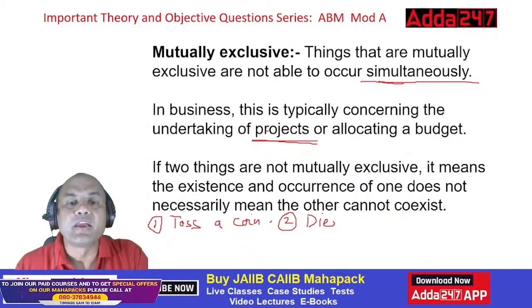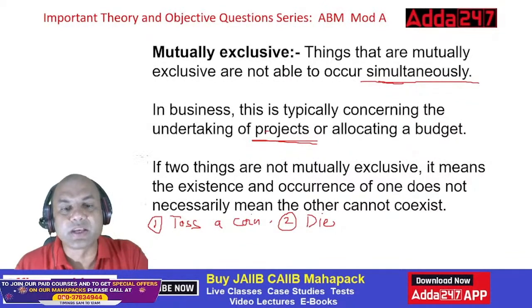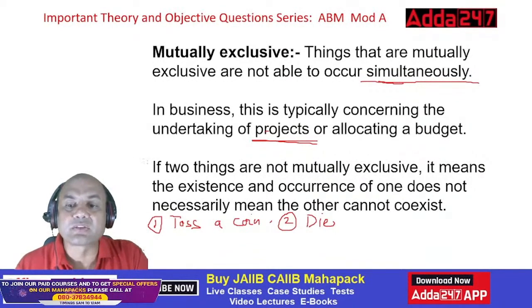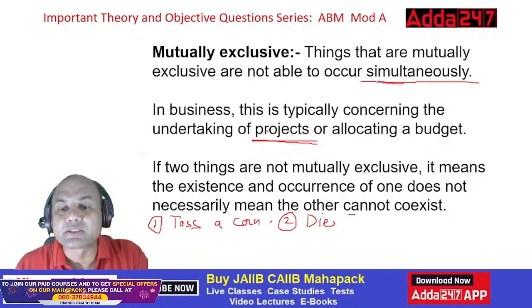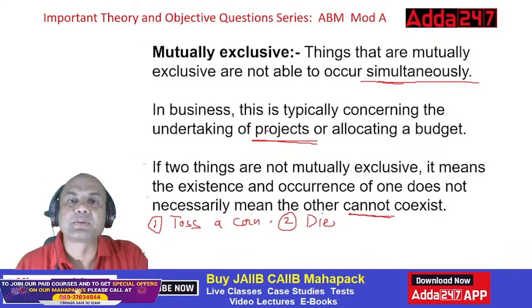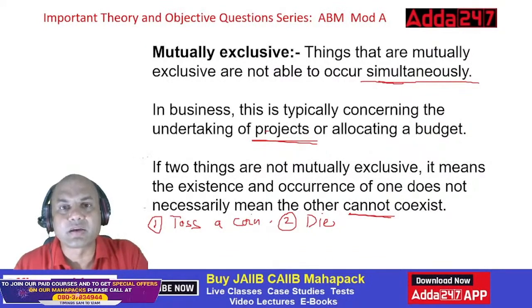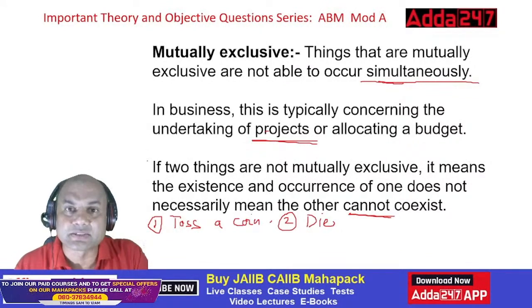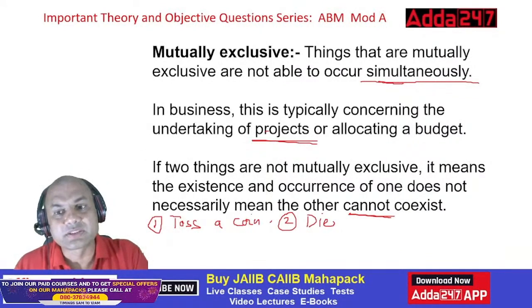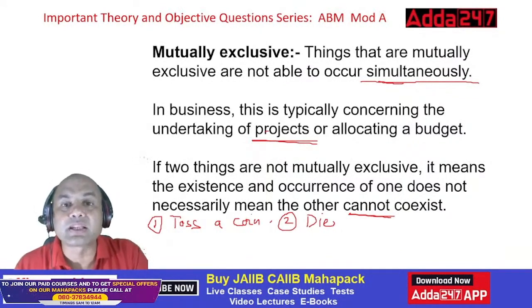If two things are mutually exclusive, it means the occurrence of one does not necessarily mean the other cannot coexist. What does it mean? It means that suppose I fail in any business, it doesn't mean I can't succeed. It can exist, but not at the same time. It can come at some other time. That is known as exclusive.